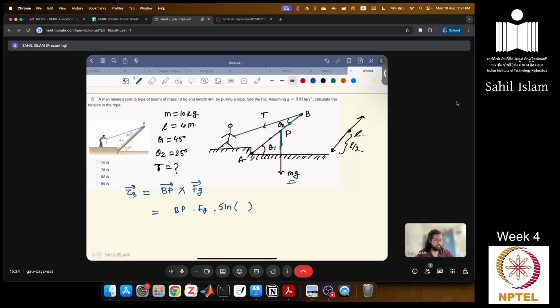So how do we find this angle? From this triangle, this angle is 90 degrees, this is theta 1, so this is 90 minus theta 1. So we find that the sine of this angle is sine of 90 minus theta 1. So it becomes BP Fg cos theta 1.